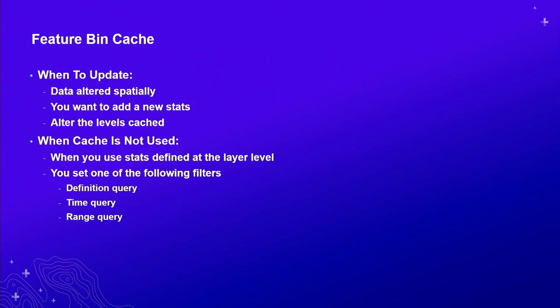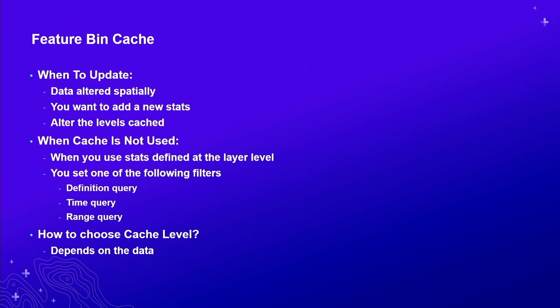So there are some scenarios when, even though you have a feature class enabled with feature binning cache, the cache gets ignored. When you have some summary statistics defined at the layer level, or you use one of the following filters, right? You define a definition query, you specify a time or range, then the cache gets ignored and it makes dynamic queries to the database, dynamically generating that aggregation value.